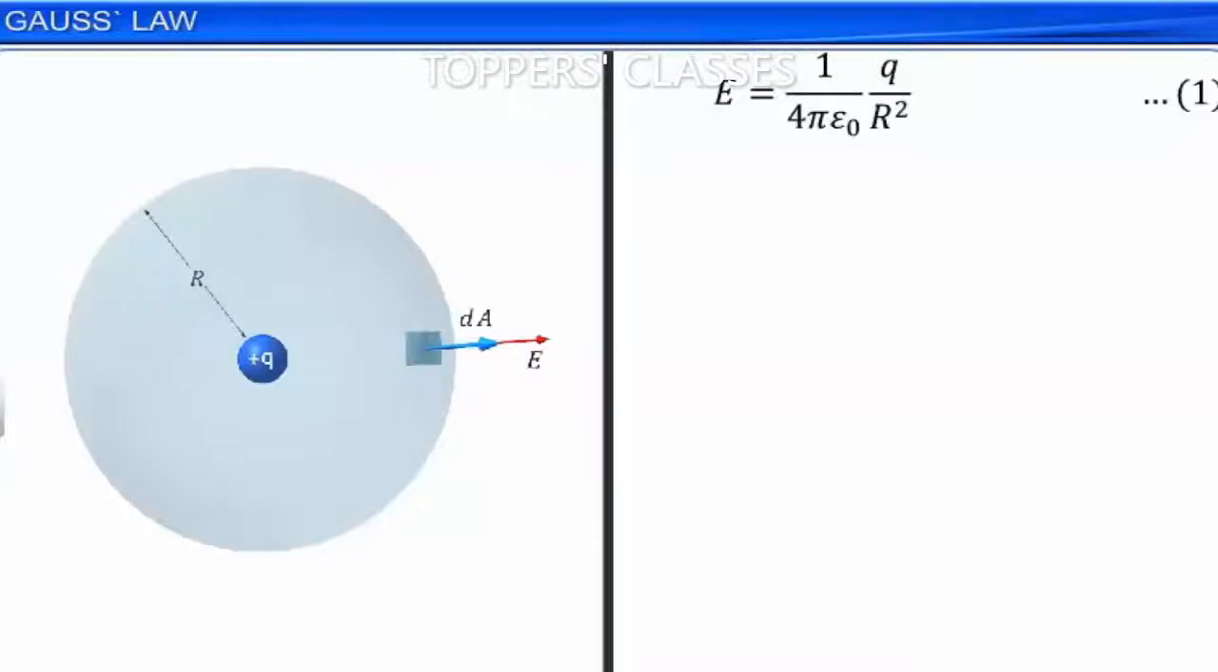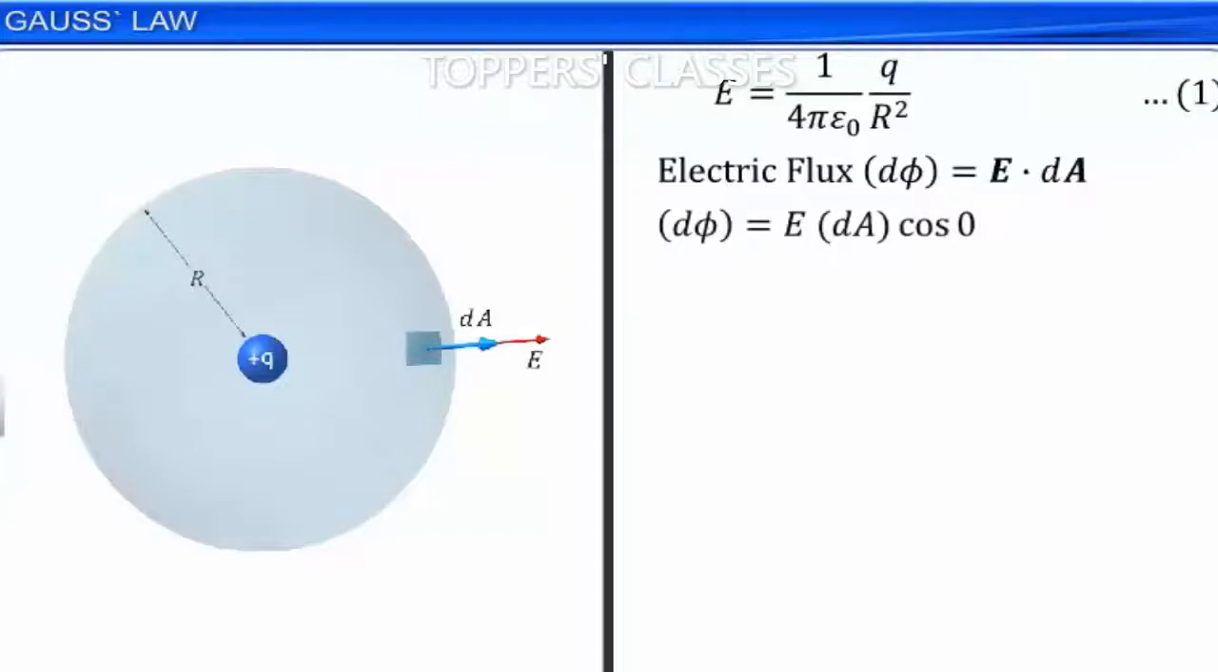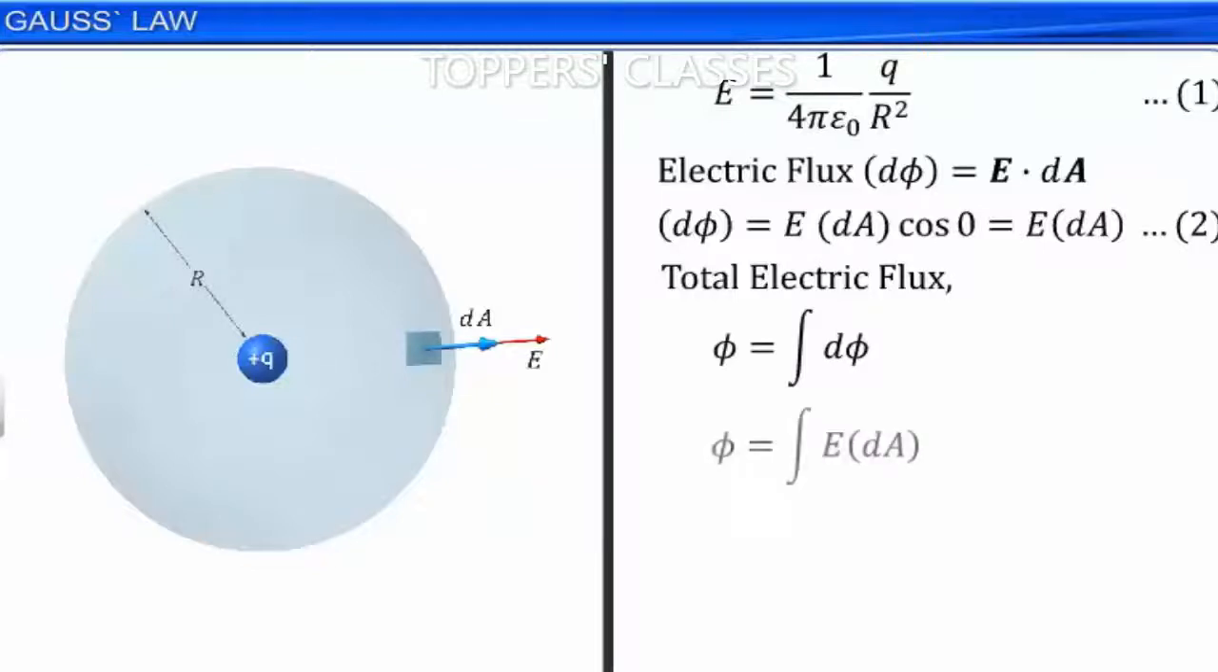Since E is parallel to vector dA, the electric flux d phi passing through this local element is equal to E dot dA is equal to E dA cos 0, and as cos 0 is equal to 1, d phi is equal to E dA. Let this be equation 2. To find the total electric flux phi through the Gaussian surface, we now integrate d phi. Therefore, phi is equal to integral d phi, and this is equal to integral E dA. The total electric flux can also be referred to as the net electric flux.